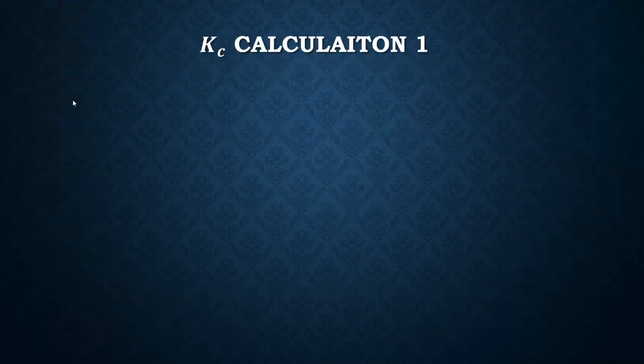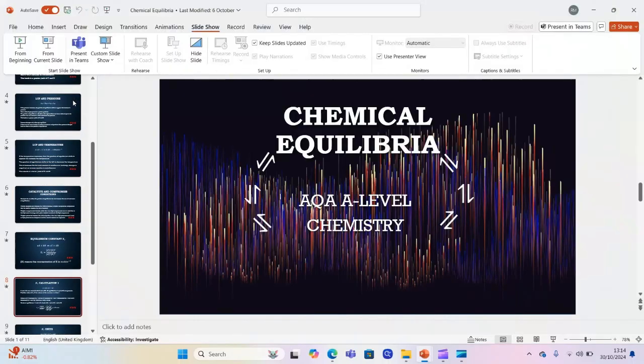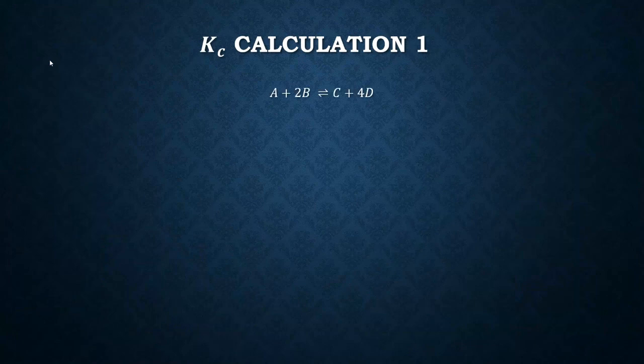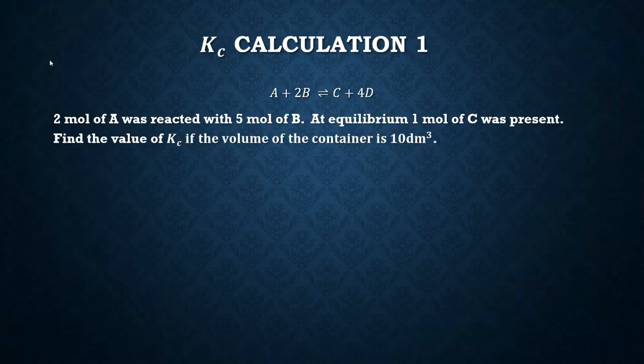So let's look at a calculation. Okay. So let's suppose we have this reaction, A plus 2B goes to C plus 4D. And this is the question. 2 moles of A reacted with 5 moles of B. And at equilibrium, 1 mole of C was present. Find Kc if the volume was 10 decimeters cubed.